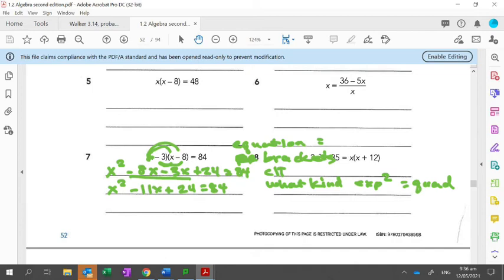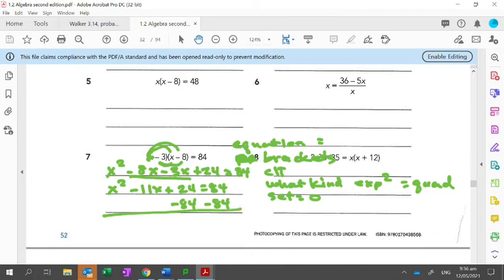So the first step is to set it equal to what? 0. Does it equal 0 right now? No, it equals 84. So I need to move that 84 to the other side. Well, to turn an 84 into a 0, I'm going to simply subtract it from itself. That's how you turn any number into 0, isn't it? So I'll subtract 84. But if I subtract 84 from that side, what?